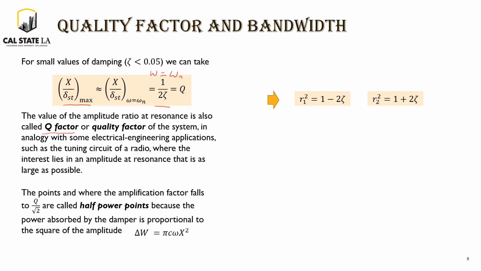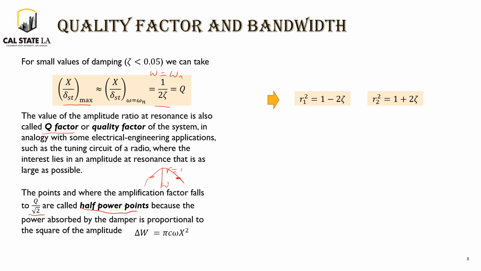By giving the Q factor, we can further define the points where the amplification factor falls to Q over square root of 2. These are called half power points. We already know that the Q factor represents the magnitude at the frequency where the frequency ratio is equal to 1. Beyond that, we find 2 places where the magnitude is equal to Q over square root of 2 of the magnitude at the Q factor. And these are called half power points.